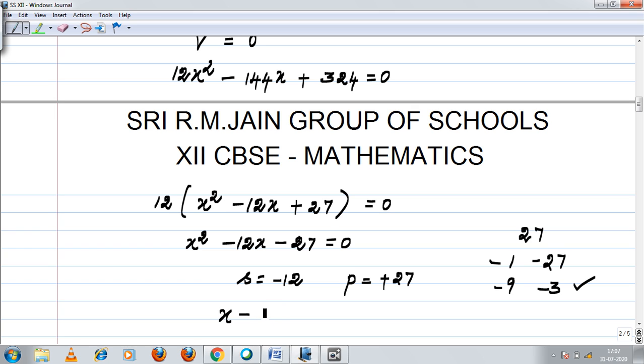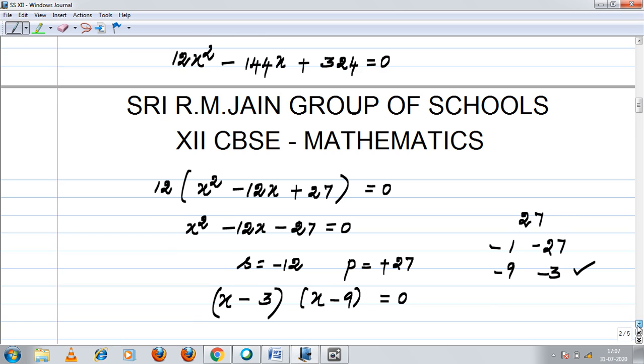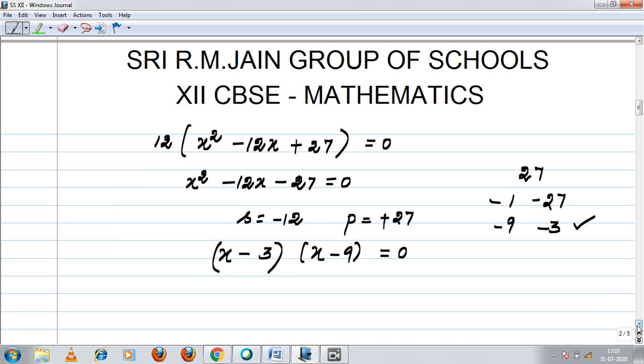Now (x minus 3)(x minus 9) equal to 0, right? What did you arrive at? x is equal to 3 and x is equal to 9, which is apt to the sum that we want to find. One of them you are going to reject.